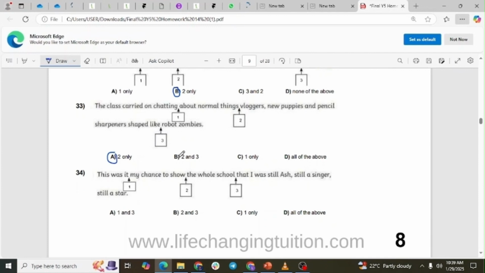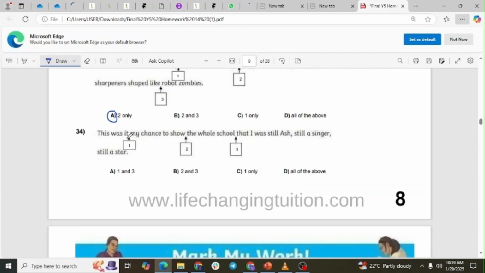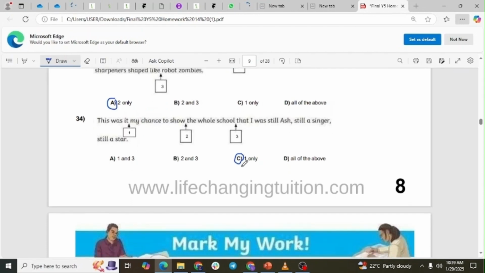Question 34. Sentence. This was my chance to show the whole school that I was still Ash, still a singer, still a star. Correct answer: C. 1 only. Explanation. The colon fits at 1 because it introduces a dramatic elaboration. Still Ash, still a singer, still a star. Positions 2 and 3 would not fit the sentence's structure.